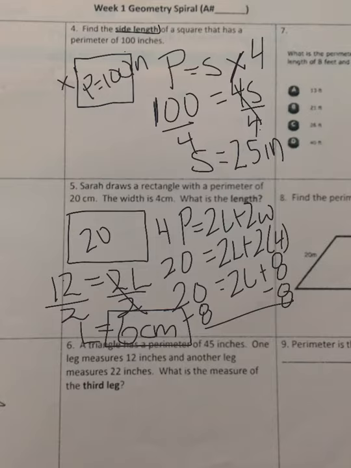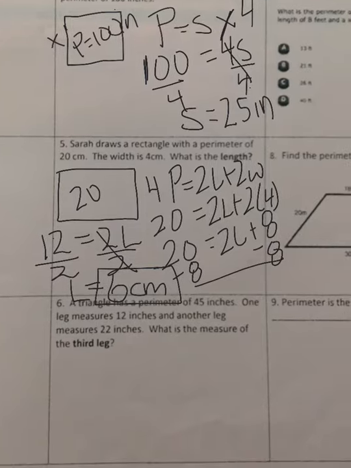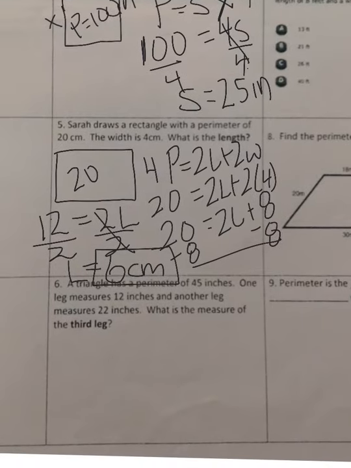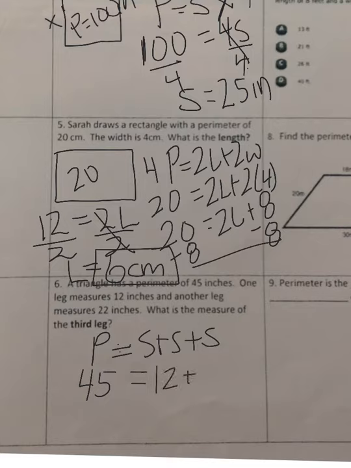Number 6, a triangle has a perimeter of 45 inches. One leg measures 12 inches and another leg measures 22 inches. What is the measure of the third leg? So again, we're given the perimeter and we are just trying to find one of the legs. So the perimeter, we know for a triangle it has 3 sides. So it's going to be side plus side plus side. And so the perimeter is going to be 45. And I know that one leg is 12 and one leg is 22.